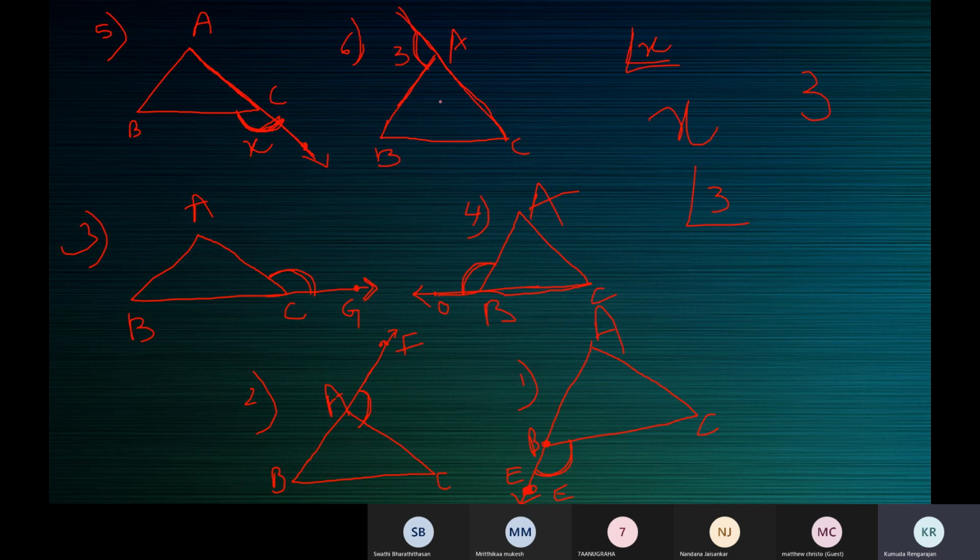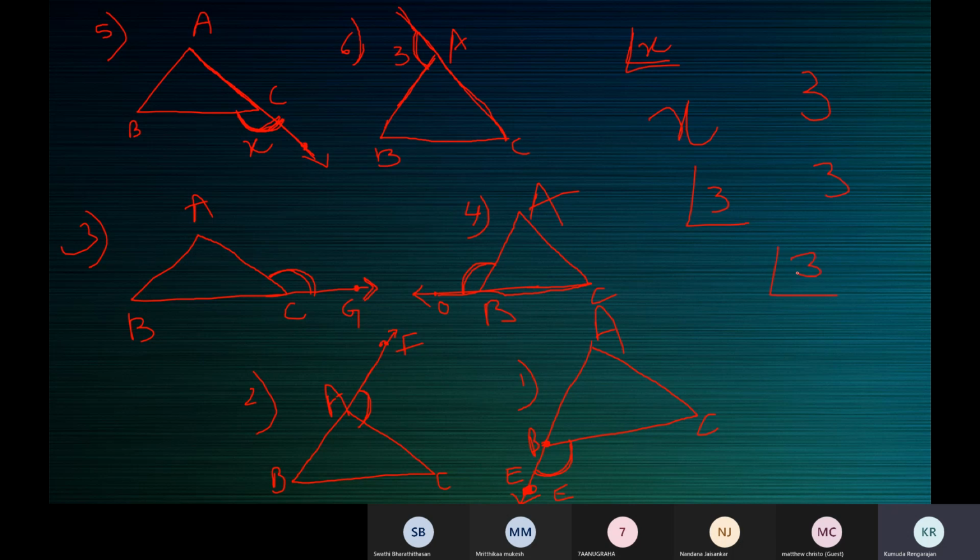We saw the different ways of calling the exterior angles using letters. Now, if I call this exterior angle using a small letter, then it is X. But if I use a number for any angle, here the exterior angle, then you should not say 3 is the exterior angle. You must say angle 3. Angle 3 is the exterior angle.